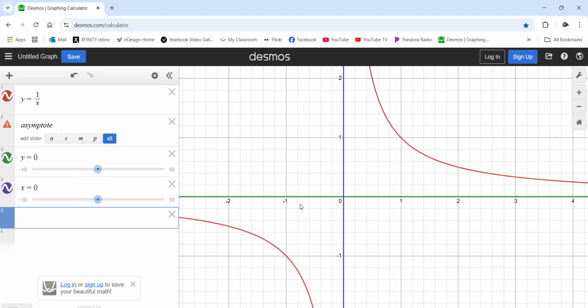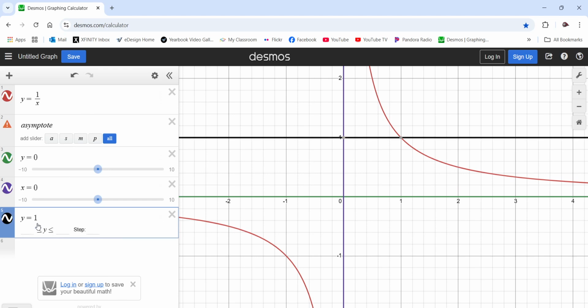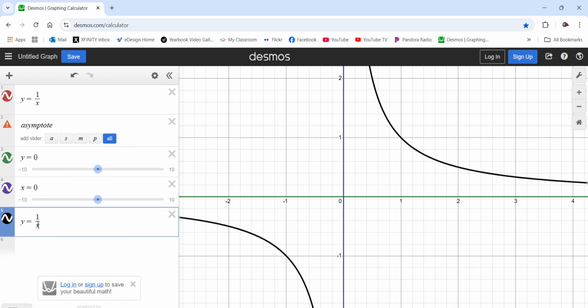Now, on these particular ones, this is called the parent graph. It's like the one graph that they all look like. We could mess around with this. Watch. What could I do to that y equals 1 over x? What if I wanted to shift that thing up a little bit? Okay, let's do that. Let's put a +2.